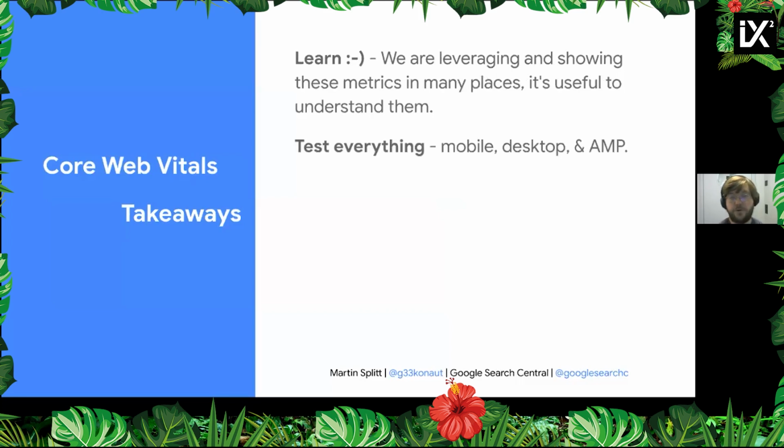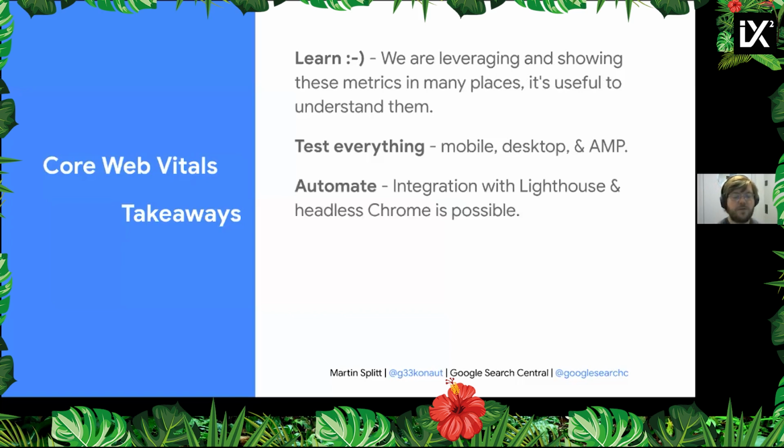Also test all your versions. If you have an AMP version, if you have a mobile version, if you have a desktop version, test these versions to see how they are performing, and make sure that all your users, no matter what version they land on, are having a good time. You can use Lighthouse or Headless Chrome to automate these things.